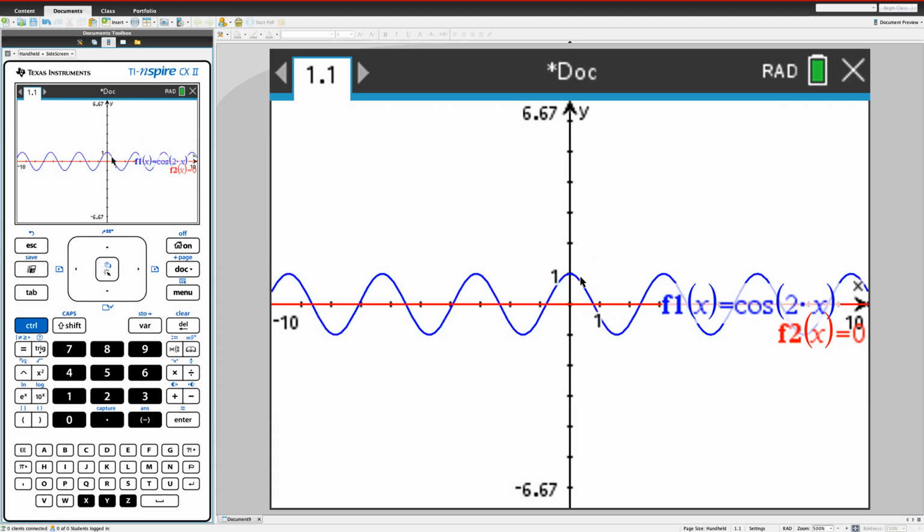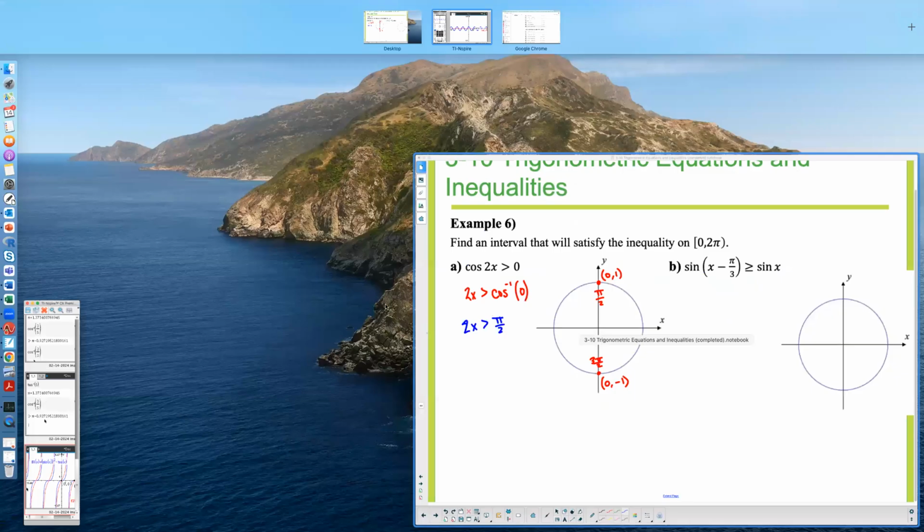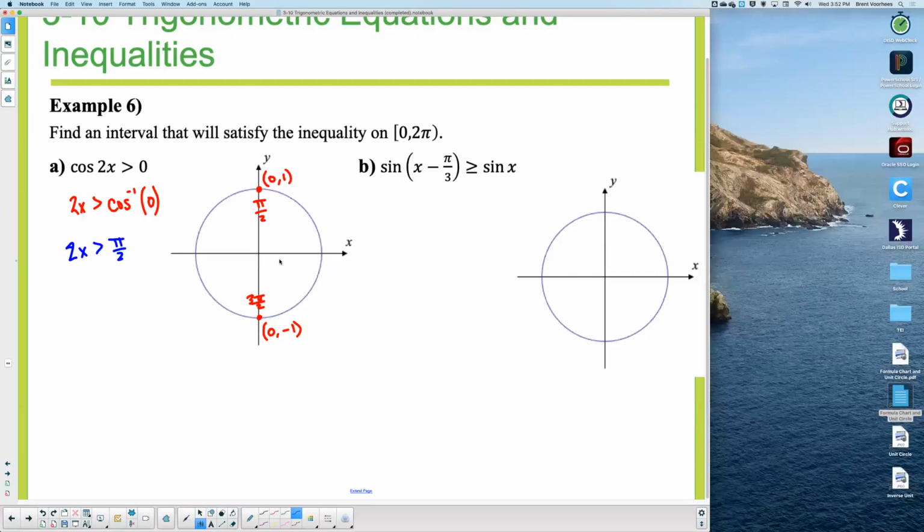along this part. And you know what? Let me come over here. This is the spots where it'd be equal to 0. I'm sorry, where would cosine be greater than 0? Well, cosine is x, so it's greater than 0 from here to here, like that area. And also, when we come all the way around, it's going to be greater than 0 over here.